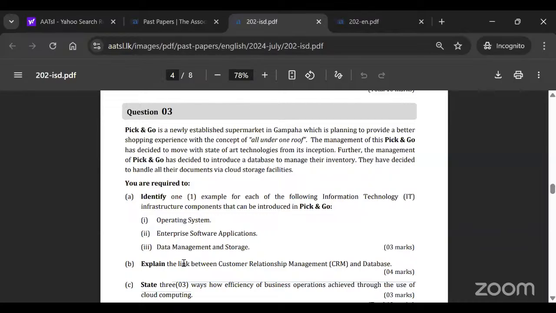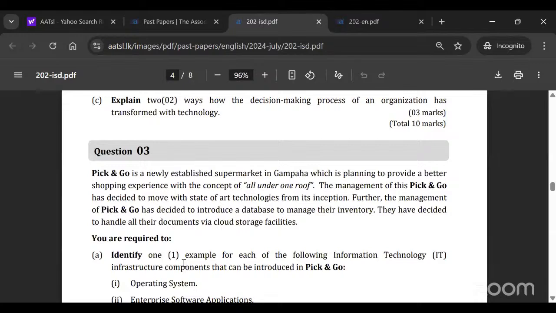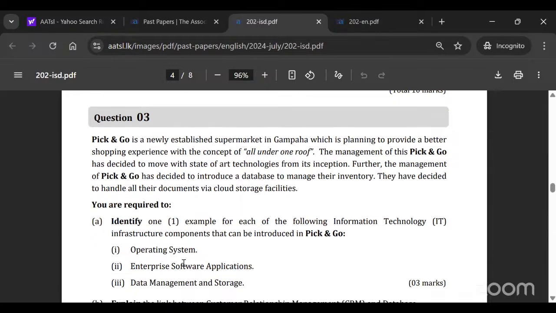Pick and Go is a newly established supermarket in Gampaha, which is planning to provide a better shopping experience with the concept of all under one roof. The management of Pick and Go has decided to move with state of the art technologies from the inception. Further, the management has decided to introduce a database to manage their inventory. They have decided to handle all their documents via a cloud storage facility.